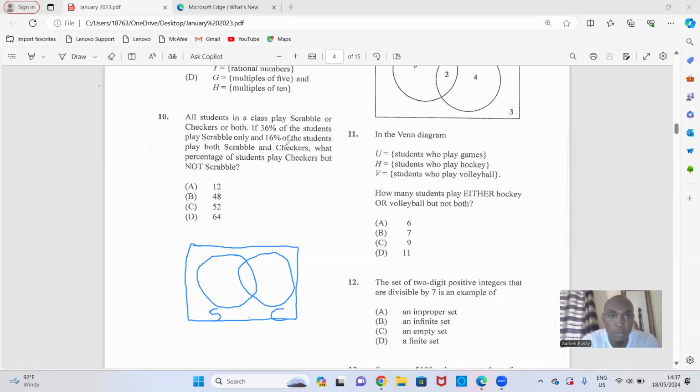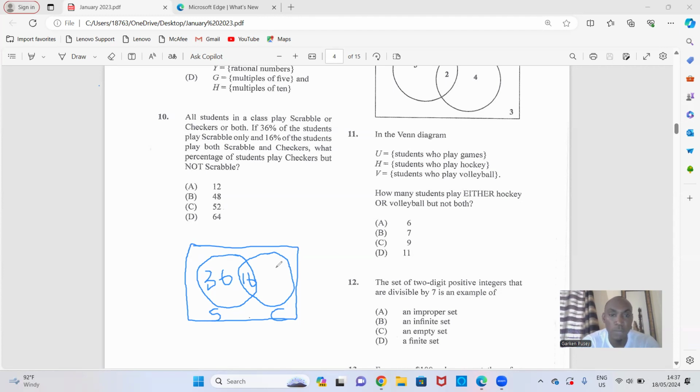It says if 36% of the students play Scrabble only, this 36% would be right here, only, so it's not part of this overlapping part. It also says that 16% of the students play both, which is right here. It asks what percentage of students play checkers but not Scrabble. So checkers but not Scrabble would be checkers only.